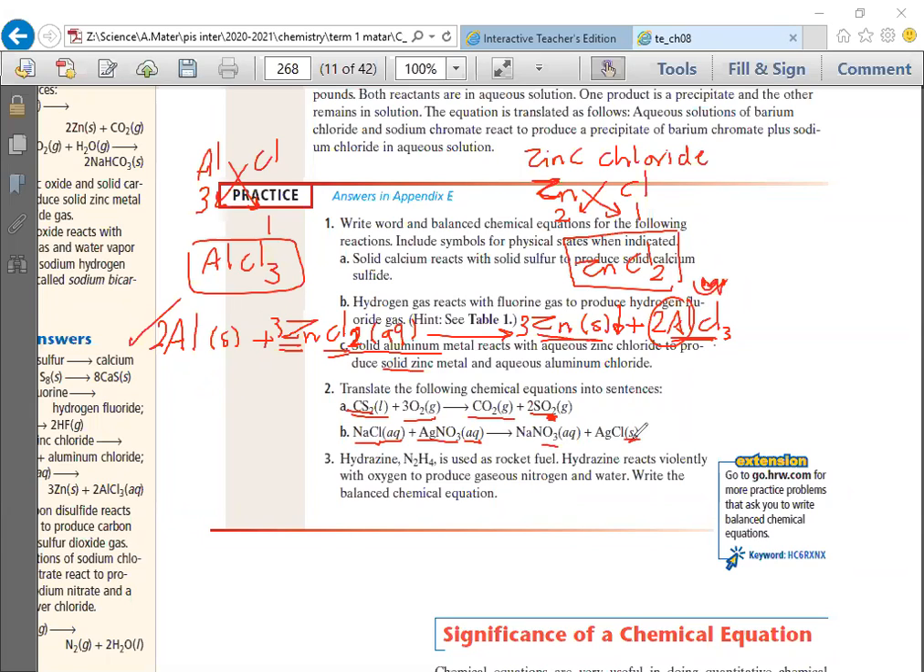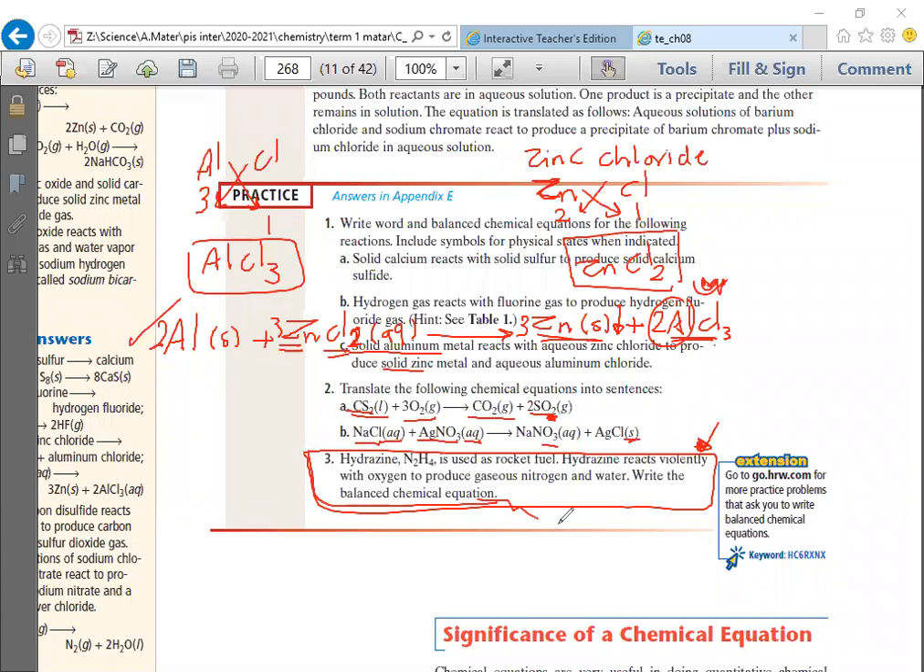Great work. That's very good, guys. Now question number 3 will be a practice for you. Next session, I'm going to ask any one of you to show me your answer to that question. He said that hydrazine N2H4 is used as rocket fuel. That will be your assignment for today.